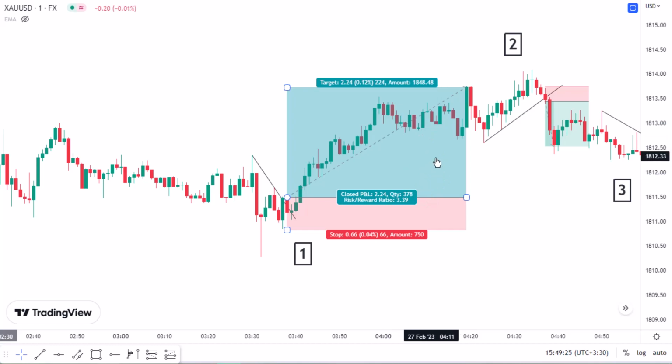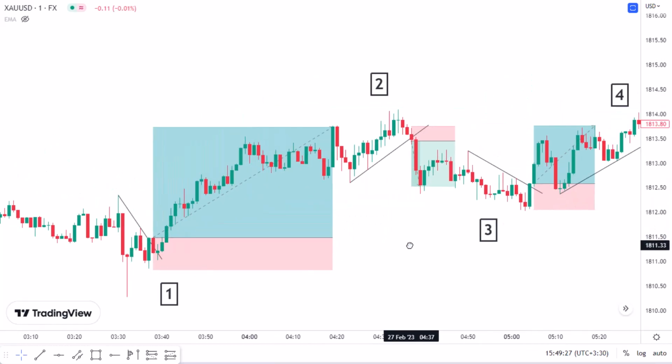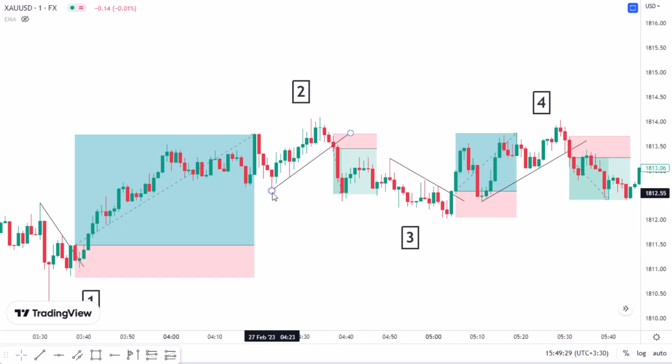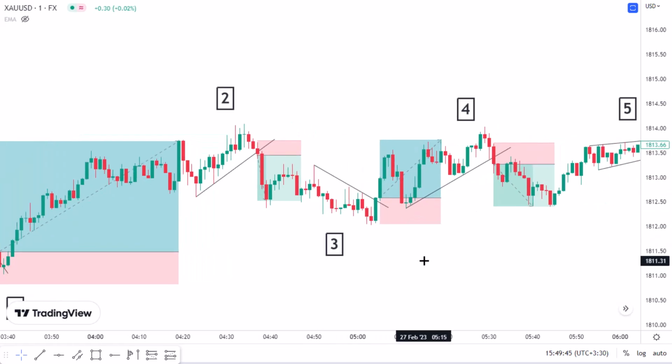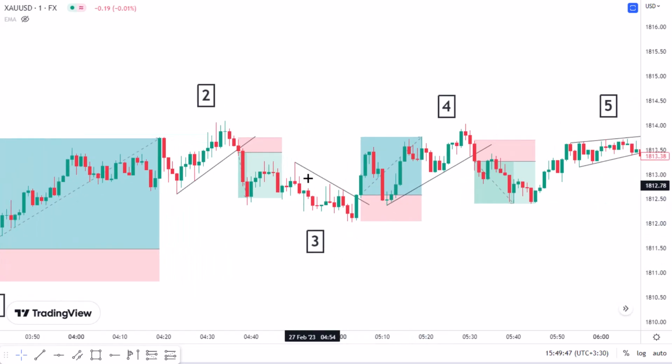and it gives us something around 3.4. On the second position, we have a trend line here with one touch, two touches. On the third time it breaks it with a small candle. We enter the sell position, put our stop loss above that, look for RR2 or risk to reward 2, which it gives us RR3. On the next trade, we have a trend line with one touch, two touches.